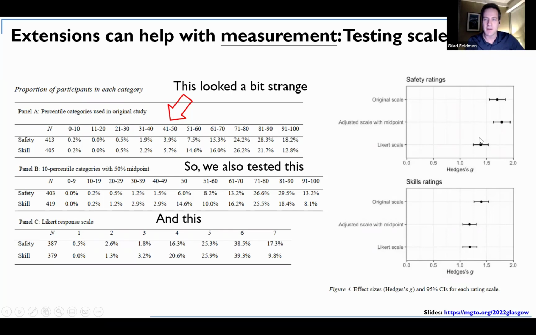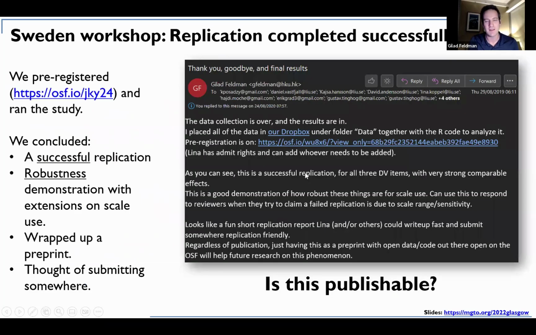And you can see that actually with the Likert scale, the effect size is lower than in the original scale. And if you do this adjusted with a midpoint, it's slightly higher in some of the measurements. So generally you can try and improve on some of the flaws that you see in the original study. Plus, we know how to do things better. Since the 1980s, we have new methods.